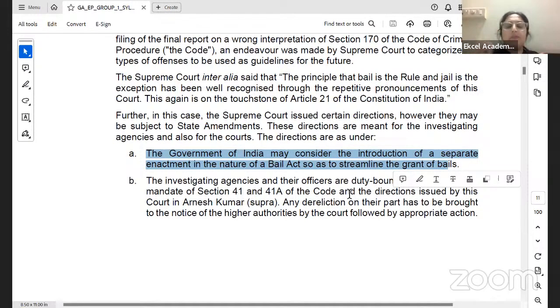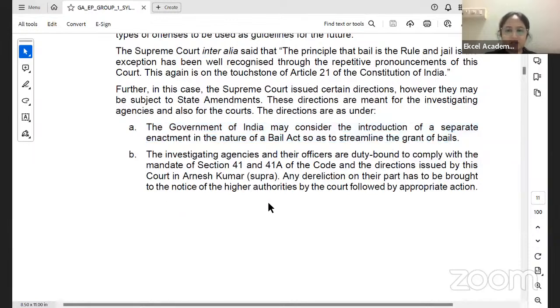See, there is a lot of confusion when it comes to granting of bail. That is why for bail you can have one act, one legislation, one statute. That is the first guideline. Next, investigating agencies. You can be the CBI, you can be a court, whoever you are. Investigating agencies and other officers are duty bound to comply with Section 41 and 41A of the Code.